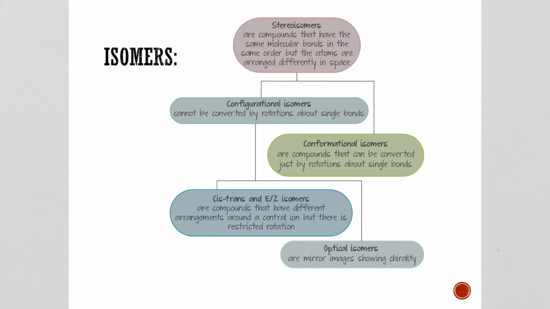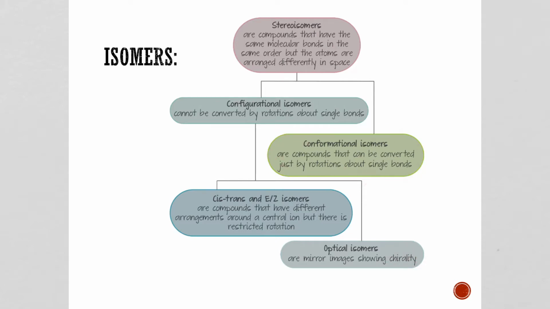Configurational isomers cannot be converted by rotations about single bonds. Those are either cis and trans and E/Z isomers. They're compounds that have different arrangements around a central atom, but there's restricted rotation. And then there's optical isomers, which are mirror images that show chirality, which we'll talk about too.